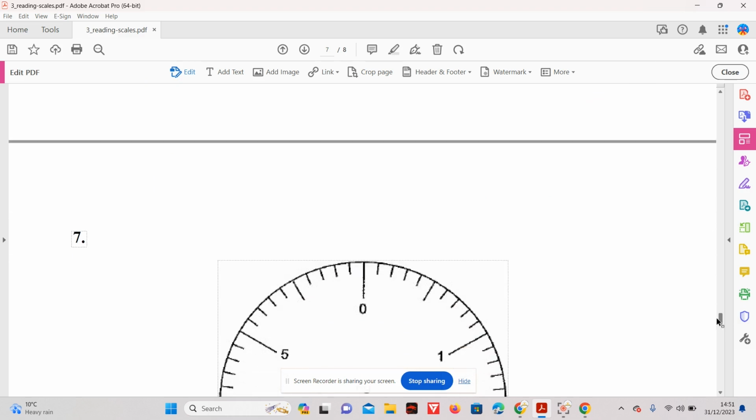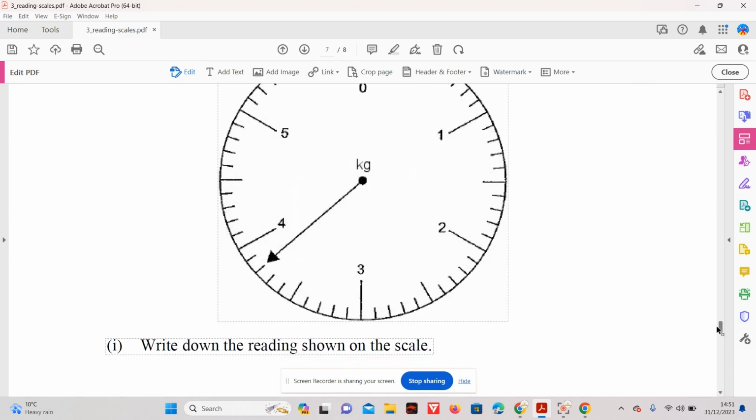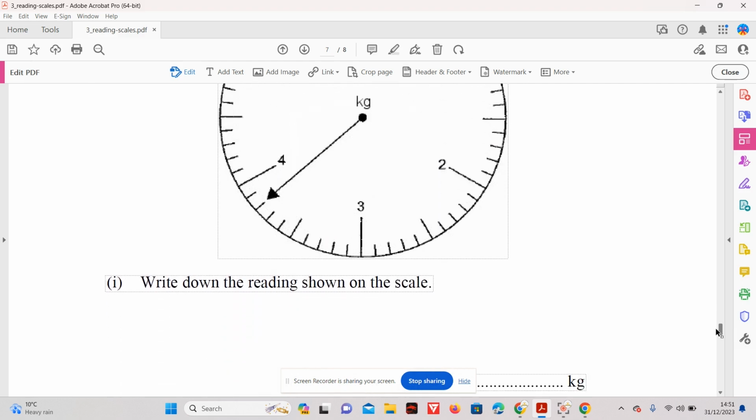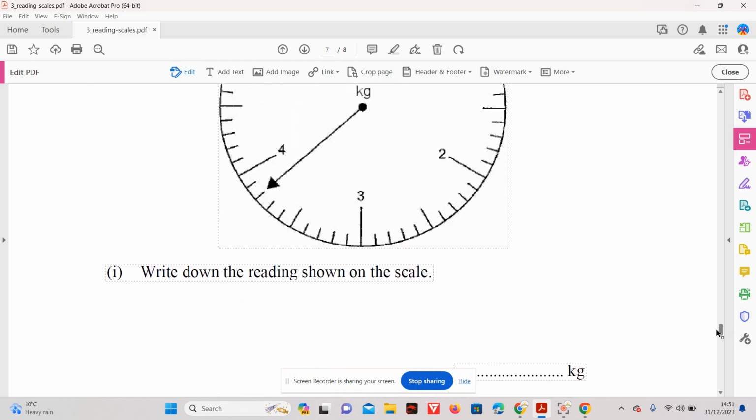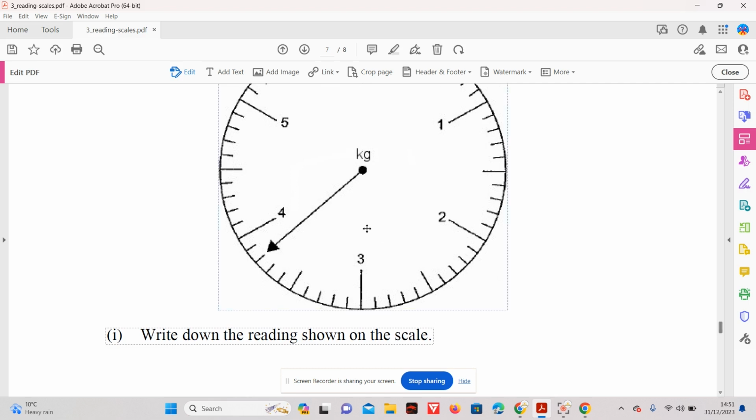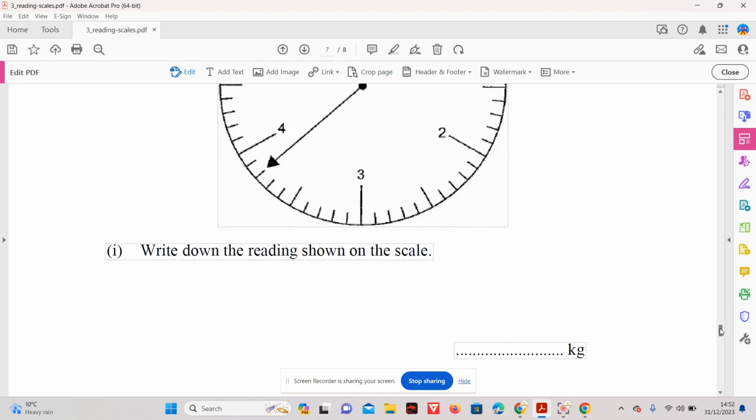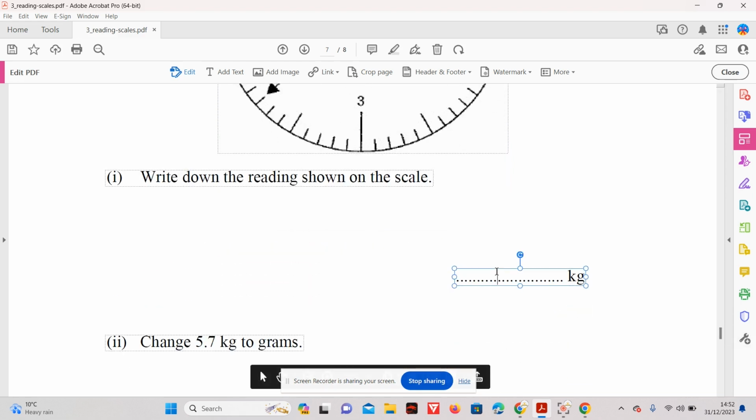Now we've got a kilogram scale. Write down the reading on the scale. So if you look between the 3 and the 4 again, we've got how many? We've got 10 jumps between each one. Yep, it's the same sort of pattern again. So we're going to go for 3, 3.1, 3.2, 3.3, 3.4, 3.5, 3.6, 3.7, 3.8. So the answer to that one would be 3.8, and we're just going to write that down here.